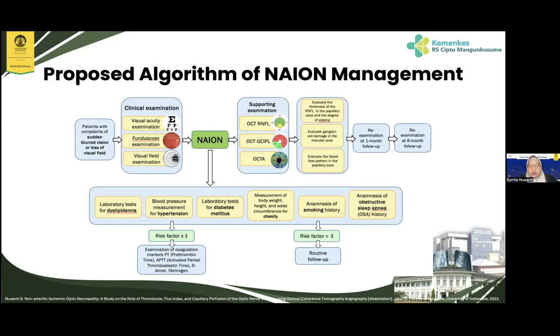Patients presenting with sudden blurred vision or vision loss will undergo visual acuity, funduscopy, and visual field examination, with supporting tests such as OCT of the retinal nerve fiber layer, OCT of the ganglion cell, and OCTA to assess nerve fiber thickness, ganglion cell damage, and blood flow. We also assess systemic risk factors: dyslipidemia, hypertension, diabetes, obesity, smoking history, and sleep apnea. If the patient has 3 or more risk factors, we proceed with the coagulation test. If fewer than 3, we recommend routine follow-up scheduled at 1 month or 6 months.